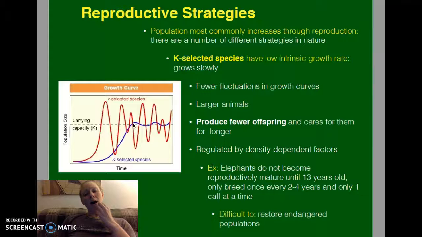They don't become reproductively mature until 13 years old and can only breed every 2 to 4 years and only have one calf at a time. But you can see that there's less noise or less fluctuations in this curve. There's less up and down, so the population tends to be a bit more stable. However, it is difficult to restore the K-selected species if they become endangered because they aren't producing as many offspring.